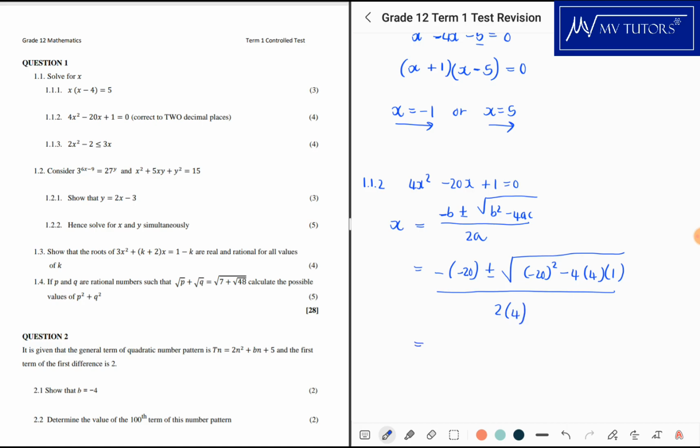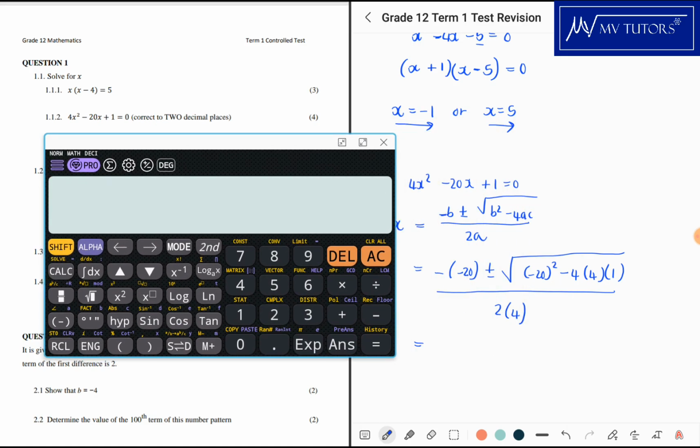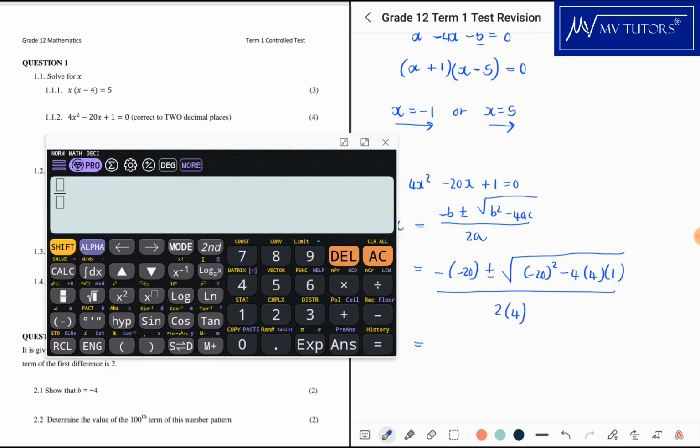Now at this point, please just go ahead and use your calculator. Don't try to work it out in your head. You might waste time. Alright, so let's go. Minus 20. I'm going to start with the positive portion. So I have minus 20 squared minus 4 times 4 times 1. Okay, I'm not using brackets because I see that I don't have any negative value. So I have a number that I can round off to 2 decimal places.